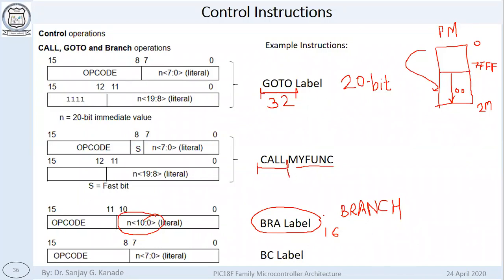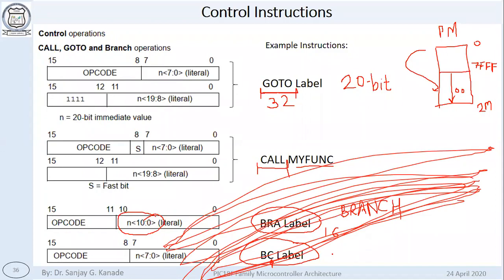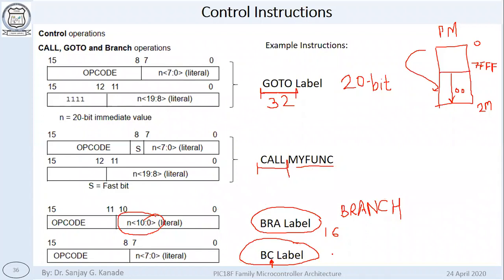Then there are kinds of instructions which are called branch along with a letter. What it says is branch if carry, branch if not carry, branch if 0, branch if not 0. What are these 0, carry? These are the status bits or the status flags. So these branch instructions are also part of the control instruction types.